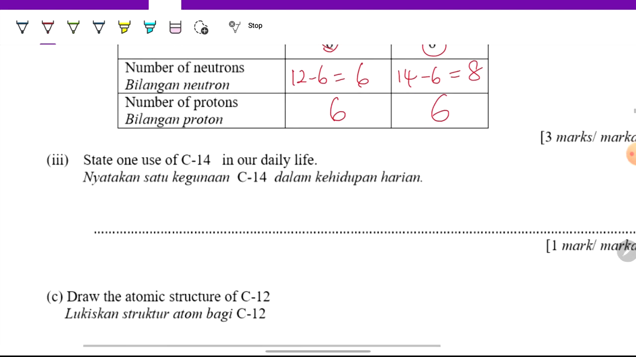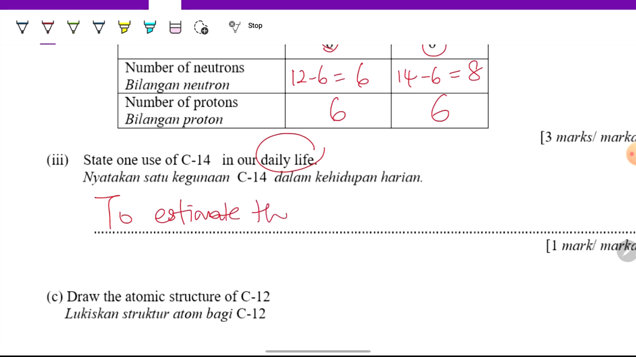State one use of carbon-14. Actually, not our daily life, it should be an application in the scientific or archaeology field. So it is used to estimate the age of fossils or artifacts.